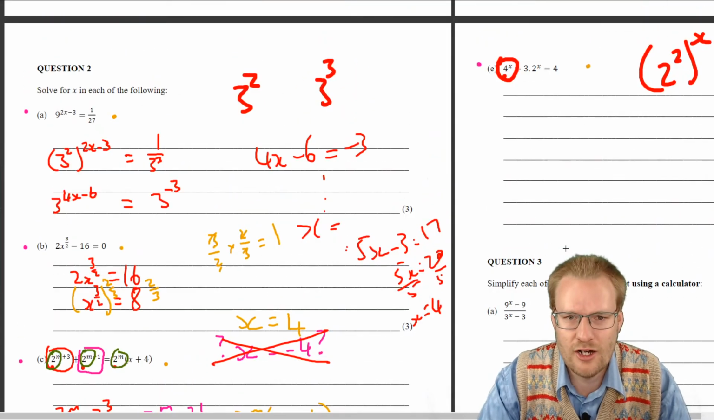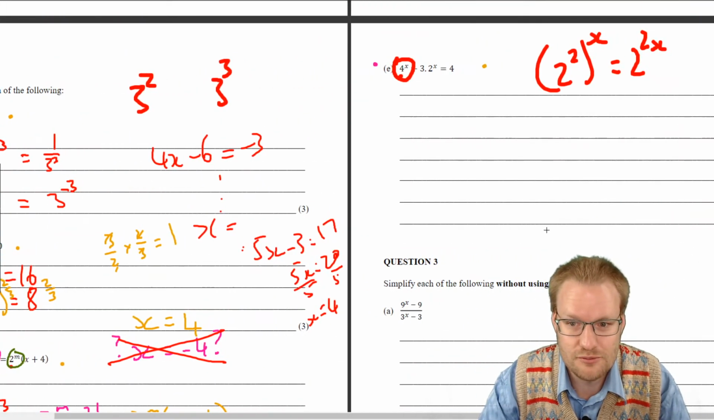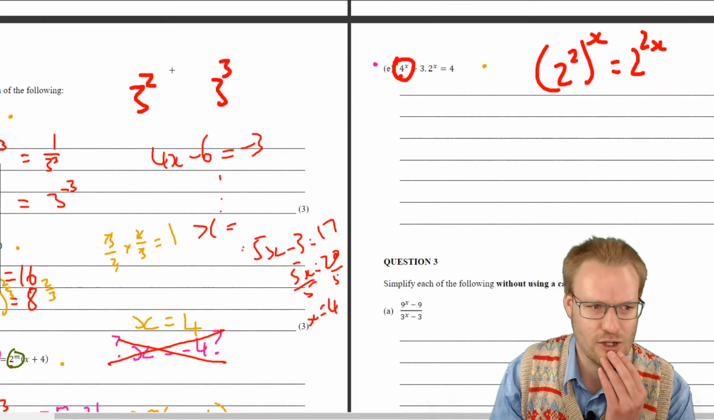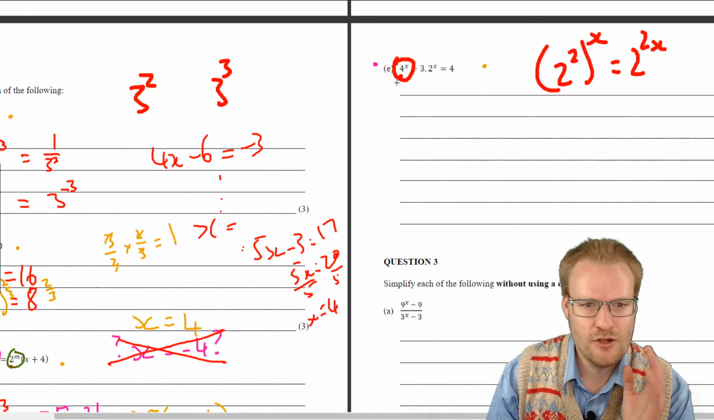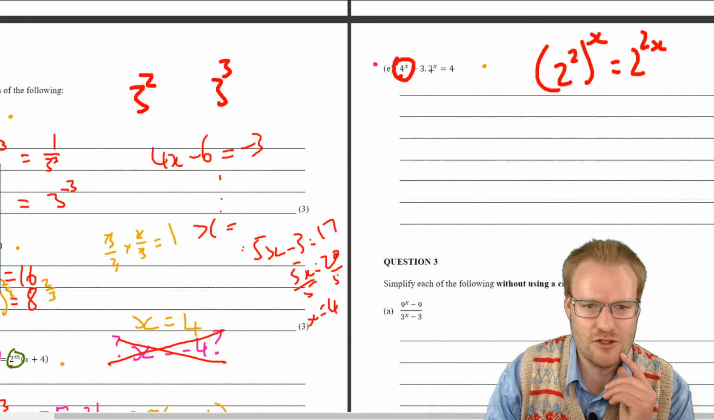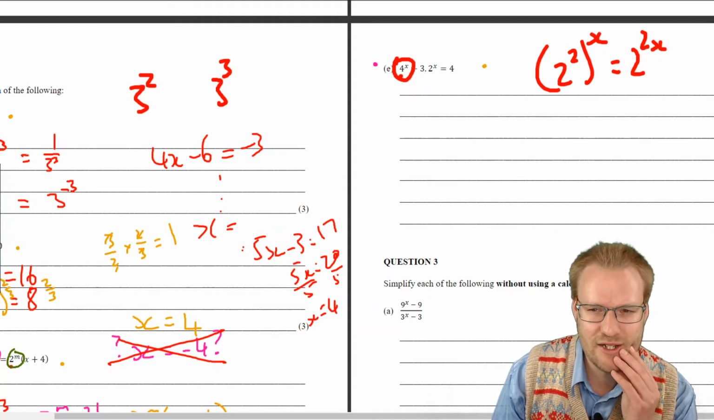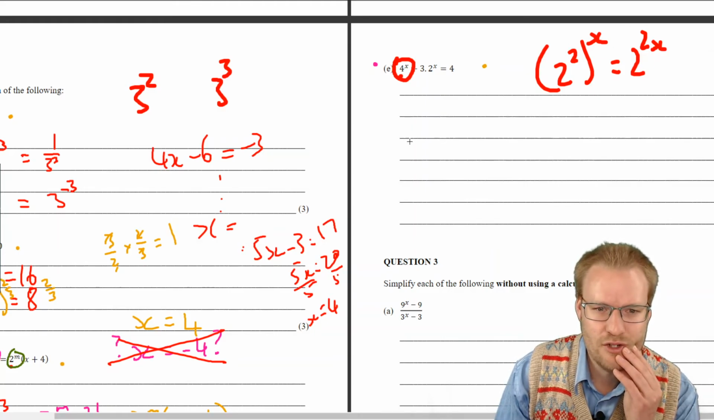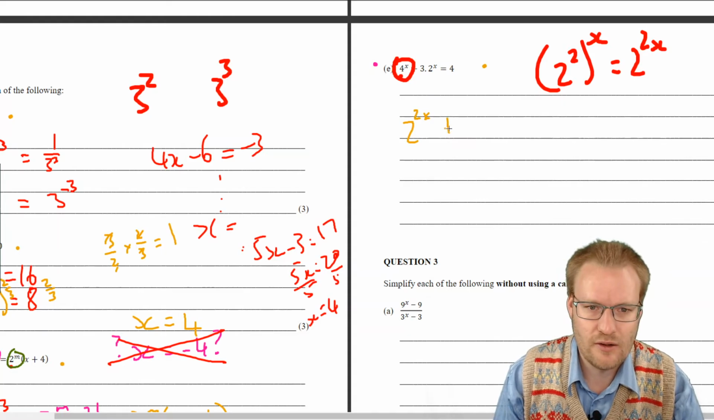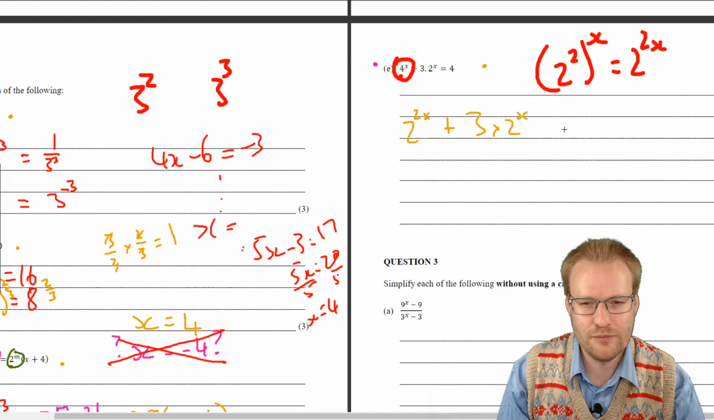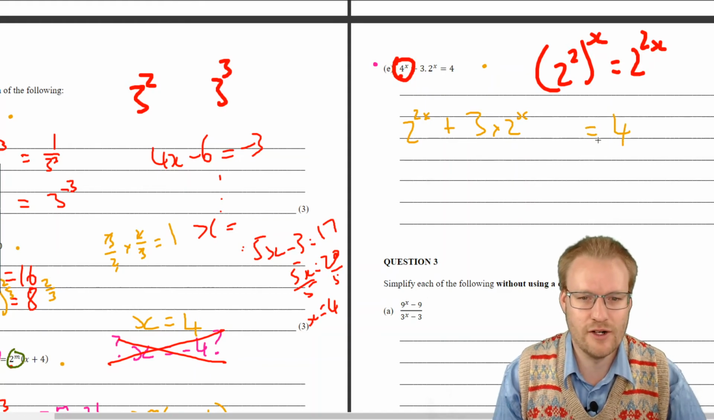Okay. So our last question, this one's a bit more involved, and let's see what we're doing. 4 to the x plus 2 to the x. So we already looked at this and said, well, it seems so close to getting these as all powers of 2. So we got 2 to the 2x plus 3 times 2 to the x equals 4. Okay, so I'm going to put the equals 4 here for now.